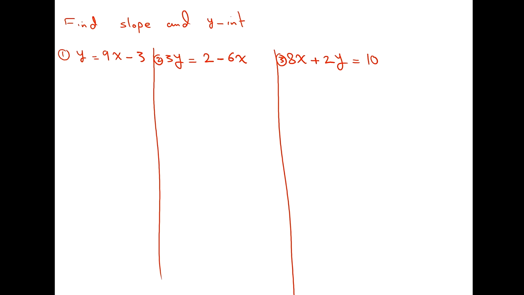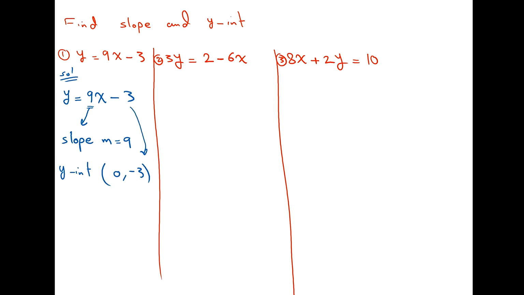To find the slope and y-intercept for these three linear equations, we must put them in the form with y alone on the left-hand side with coefficient 1. So we can conclude 9 is the slope, m equal 9, and the y-intercept is directly (0, negative 3).